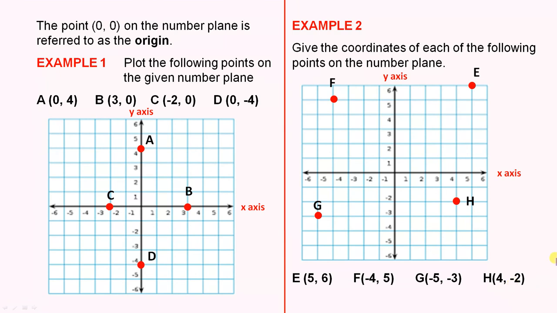So this video has introduced us to the idea of ordered pairs, and they are points which can be plotted on a number plane, which consists of an x-axis and a y-axis. And the reason they're called ordered pairs is that the x number is always first and the y number is always second.